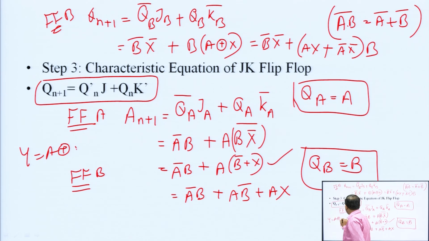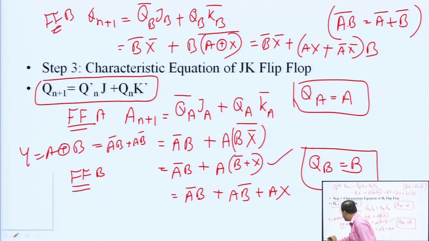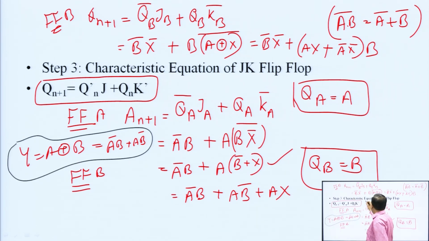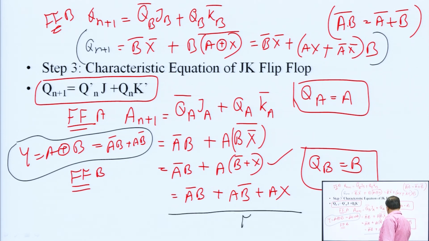And finally, we are having y is equal to A XOR B, then here the bar is also there, that is why it is an XNOR gate. Now, XOR has become XNOR, remember this, and this is A bar B plus A B bar. This is y, this is the value of output, and this is the value of Q n plus 1 for flip flop B, and this is for flip flop A.